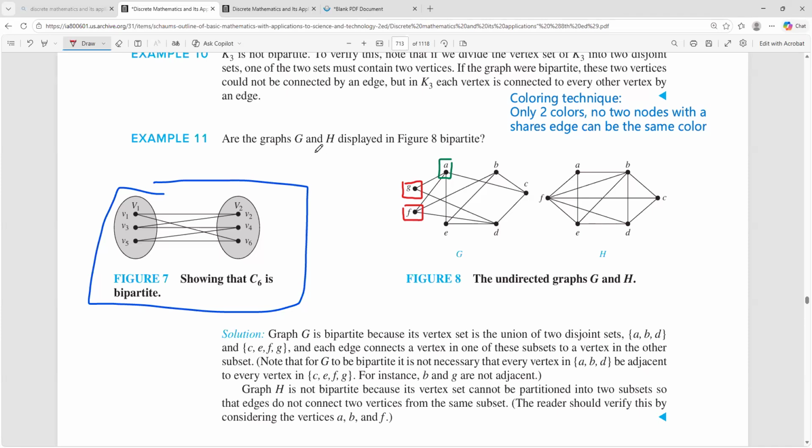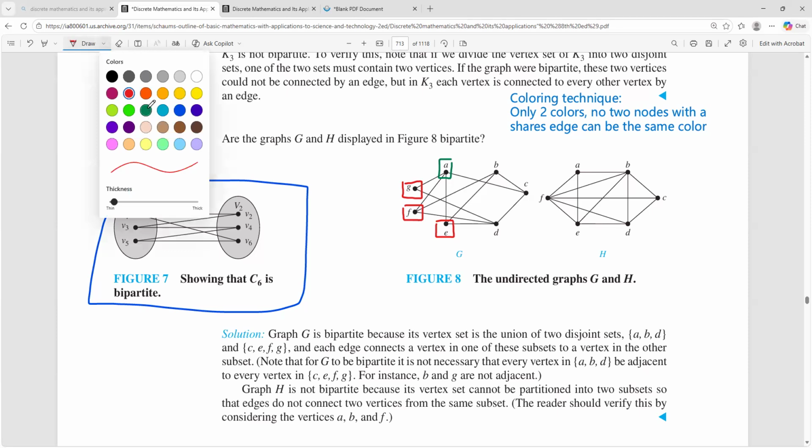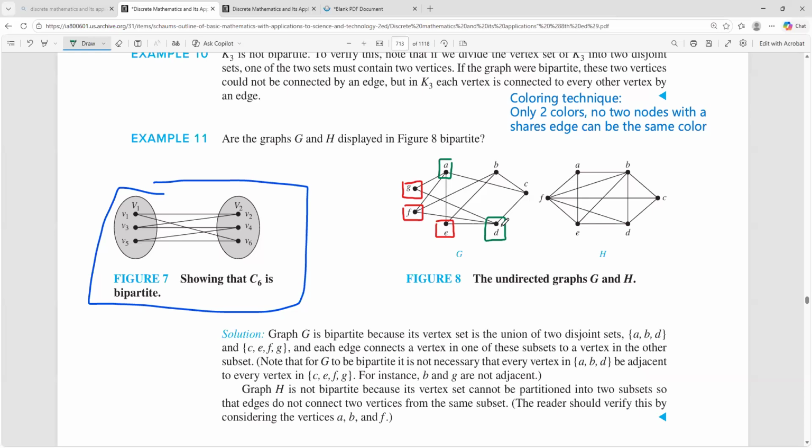All right, E. What color can E be? Red, right? Because it's connected with A, which is green. So the only option left is red, and it's not connected with anything that's red. All right, what about D? What color can D be? Green, because the only vertices connected to D are red ones. So G, F, E are all red. D shares an edge with the three of them, so it has to be the other color.